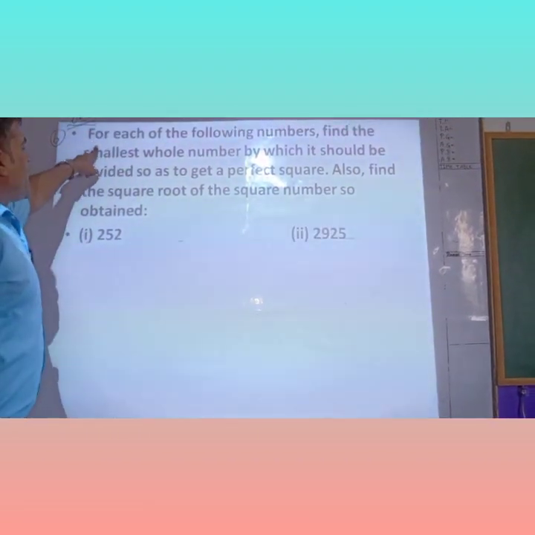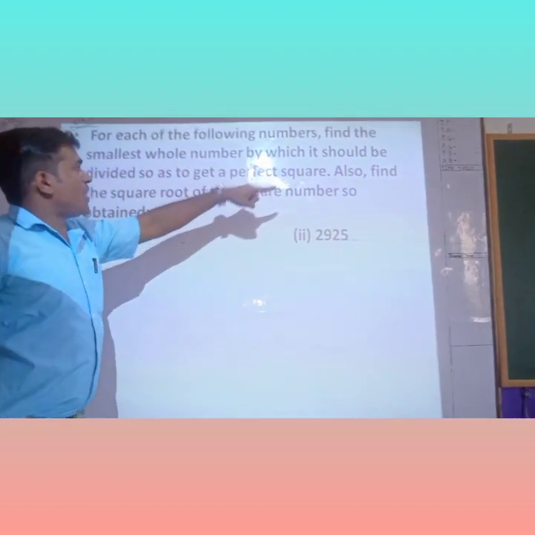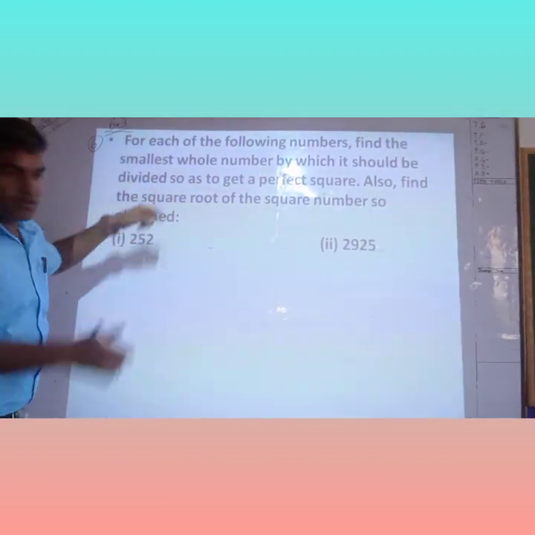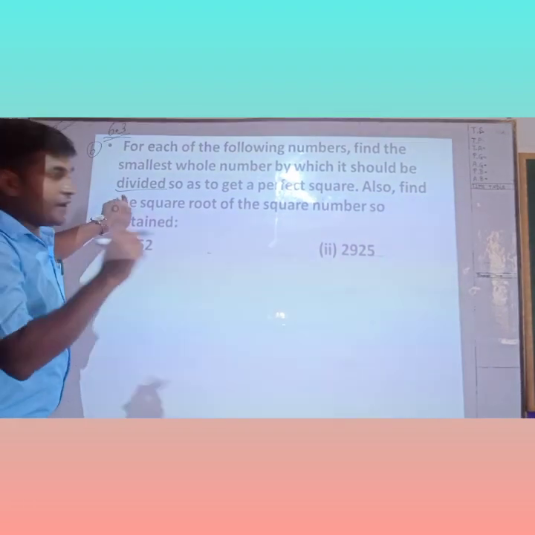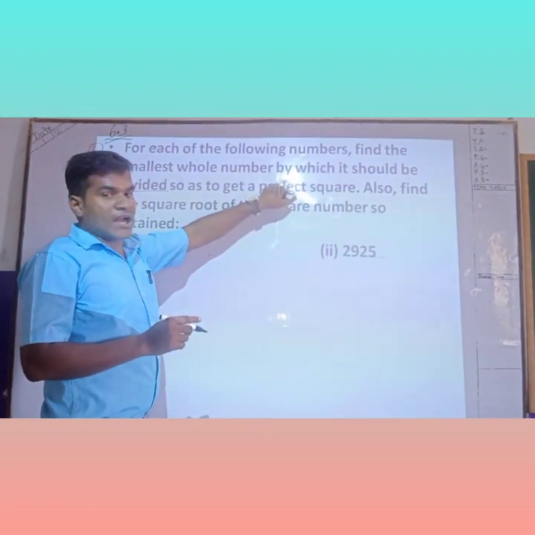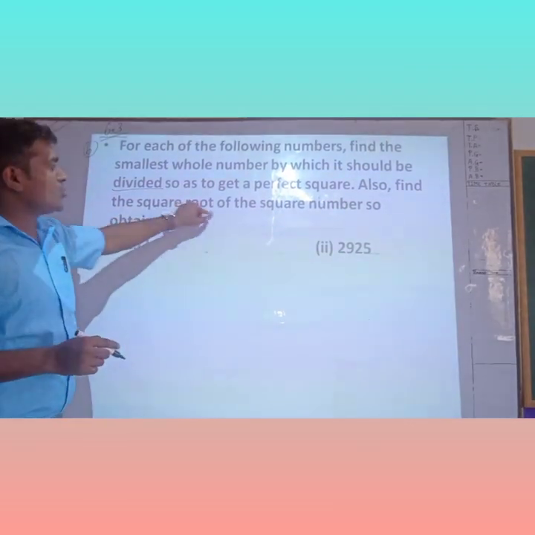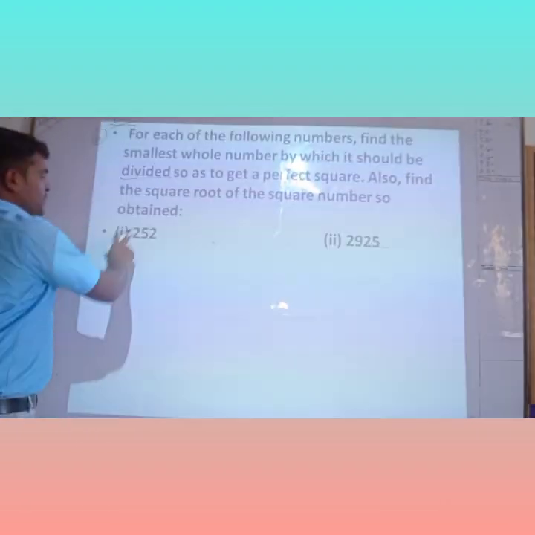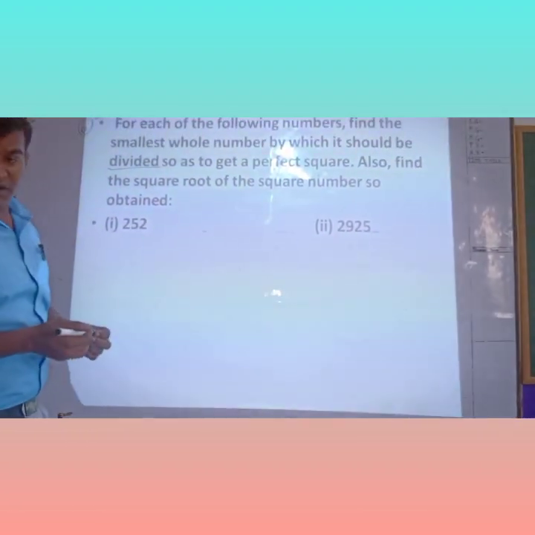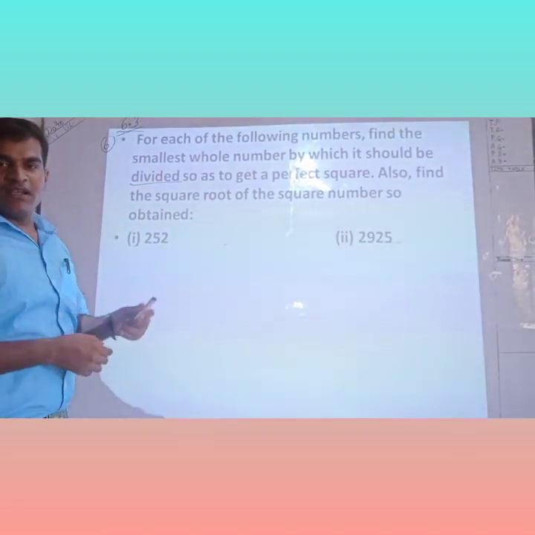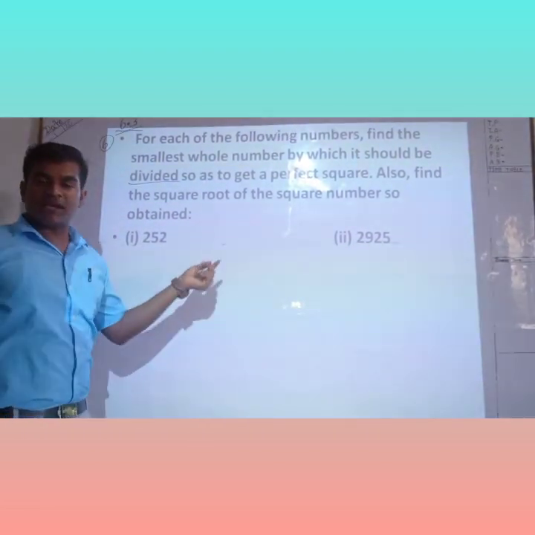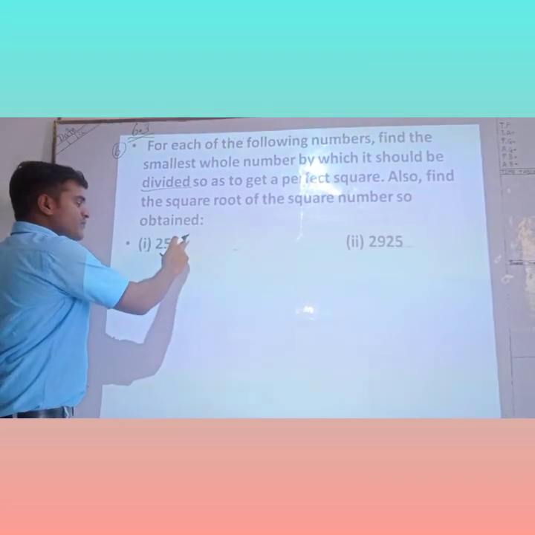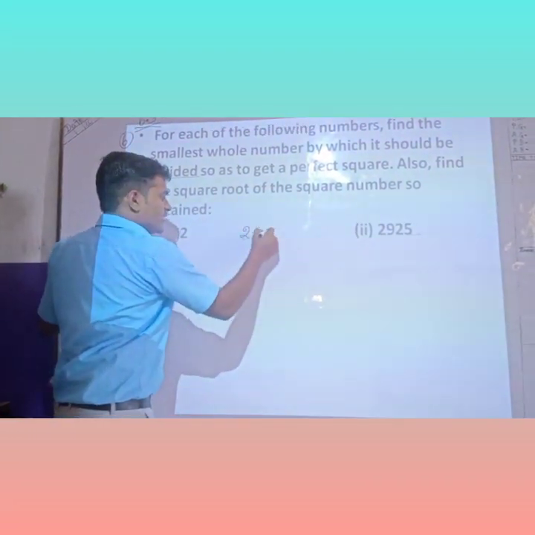Now for each of the following numbers, find the smallest whole number by which it should be divided so as to get a perfect square. Also find the square root of the square number so obtained. First is 252. Children, 252 is not a perfect square. As we know, a number whose units digit is 2, 3, 7 or 8 can never be a perfect square. First we will find the prime factors of 252.